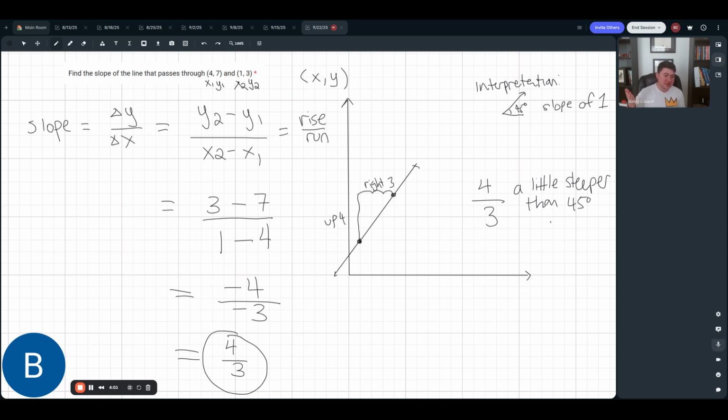And likewise, if we had something that was like 1/2 or lower than 1, between 0 and 1, that would mean that it is less steep than 45 degrees. So ours is a little bit steeper because it's a little bit over 1, which is perfectly diagonal.